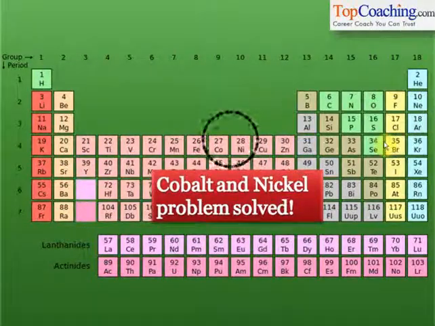Similarly, the issue of isotopes was also resolved by Moseley in his periodic table. You see, when we were studying Mendeleev's periodic table, we said that the same element can have different atomic weights because it can have different isotopes. So chlorine has an isotope which has an atomic weight of 35 and it also has an isotope which has an atomic weight of 37.